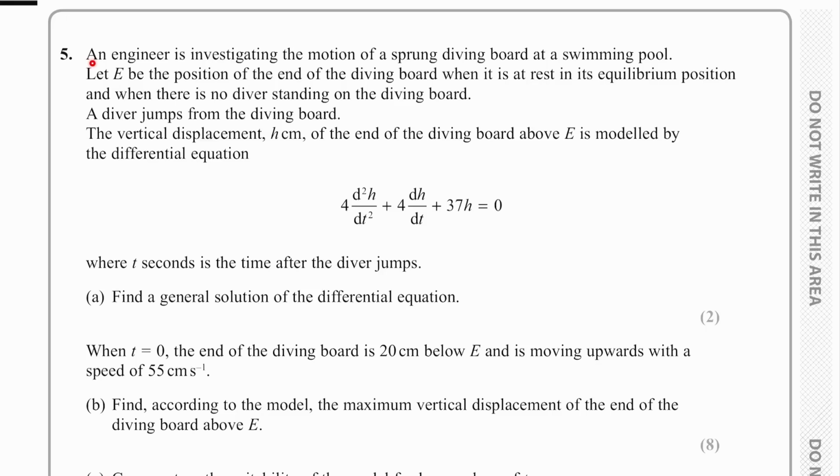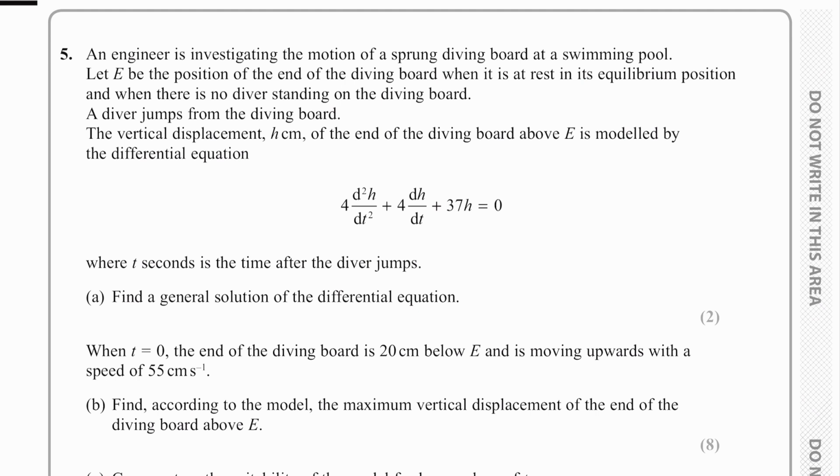Hi everybody. So in this question, we're told that an engineer is investigating the motion of a sprung diving board at a swimming pool, and let E be the position of the end of a diving board when it is at rest in its equilibrium position, and when there is no diver standing on a diving board. We're told that a diver jumps from the diving board, and the vertical displacement h of the end of a diving board above E is modeled by this differential equation, where t is in seconds is the time after a diver jumps. We would have to work out a general solution of a differential equation.